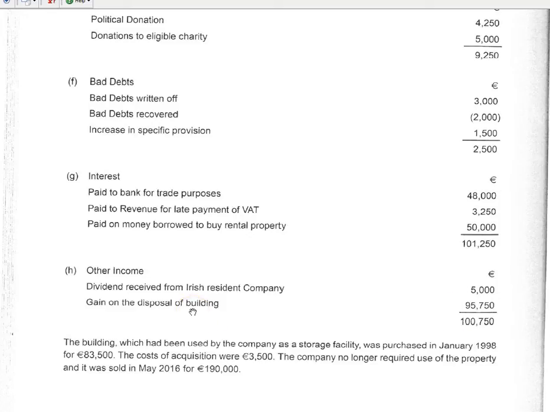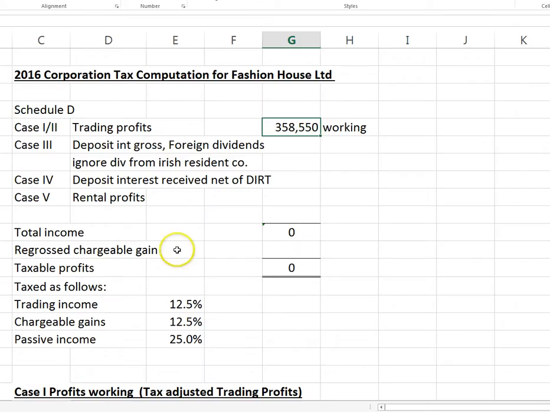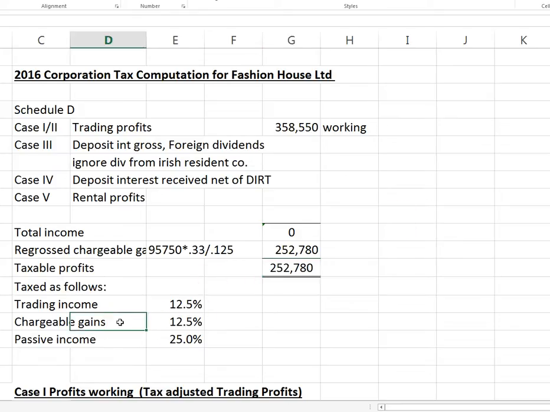And the gain on disposal of the building is a chargeable gain. For our purposes, you're going to be told what the chargeable gain is. So we'll assume this is what the chargeable gain is, 95,750. And that gets regrossed, so it's 95,750 by 0.33 divided by 0.125, and that gives us what we put in as a regrossed chargeable gain, which works out at 252,780.